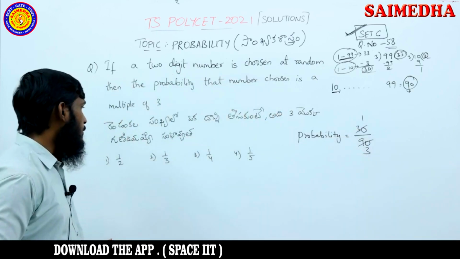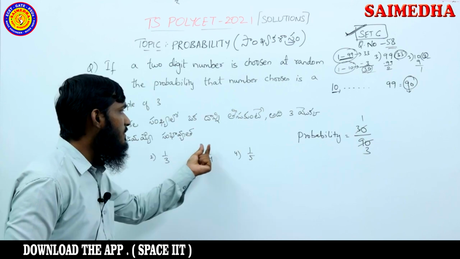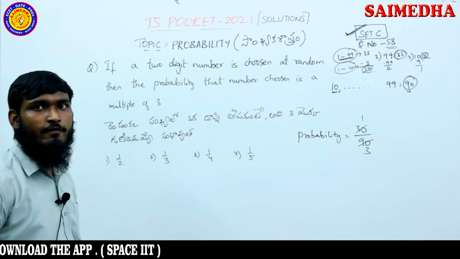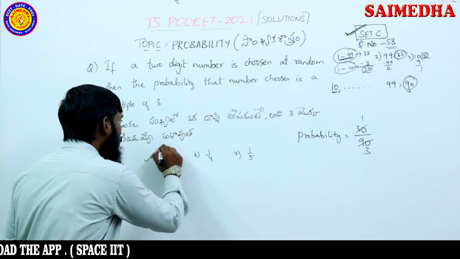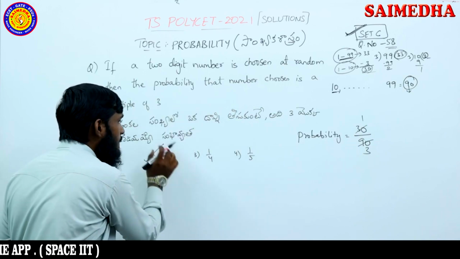So, let us check the options over here. It is 1 by 2, 1 by 3, 1 by 4 or else 1 by 5. So, our option number 2, the probability which is equal to 1 by 3, will be our correct answer.